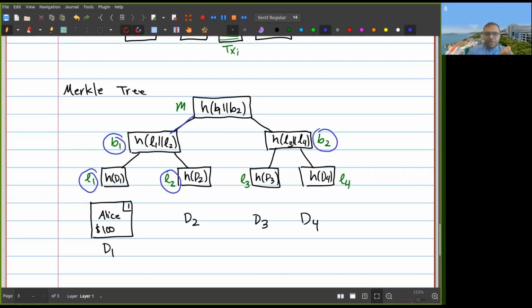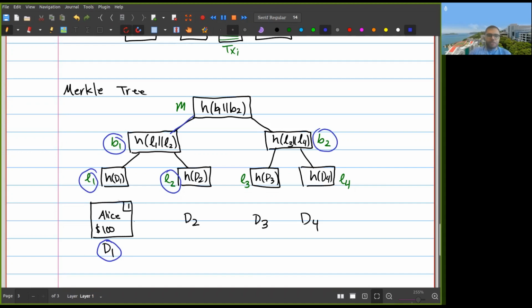Okay, now that I know that L1 and L2 are in the tree, Alice says L1 is my transaction, my deposit, and here's the actual deposit. So she gives me D1. But when she gives me D1, I can just hash D1 and I can see that the hash of D1 is L1. So I can verify that D1 was also in the tree.